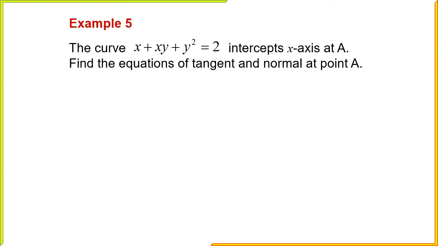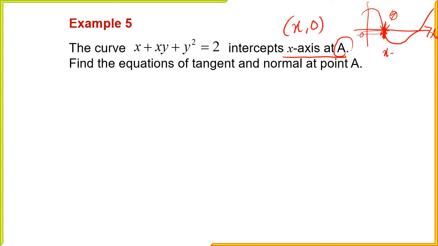So example 5. The curve x plus xy plus y squared equal to 2 intercepts the x-axis at A. What does it mean by this curve intercepting the x-axis at A? Where is the x-axis? It is the horizontal. So this curve will intercept the x-axis at A. So what is A? A is the x-coordinate. But what is the value of y? At the x-axis, the value of y will be 0, right? So we know we have the point (x, 0) here. That is how we analyze the question first.